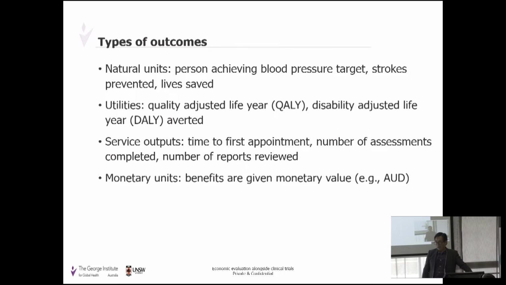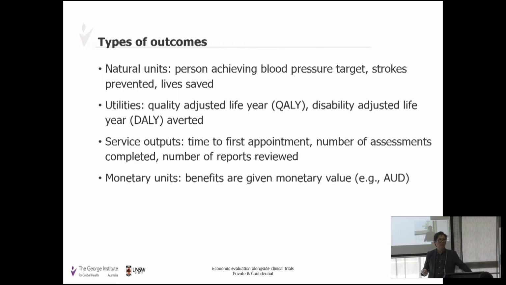So, type of outcomes: service output. Yeah, sometimes the studies themselves aren't even in a position to measure some of these health outcomes. Sometimes they're just service-based outcomes, things like time to a first appointment, number of assessments completed, number of reports reviewed. And that makes it quite difficult to do an economic evaluation, particularly if you want to frame it around a quality or whatever.